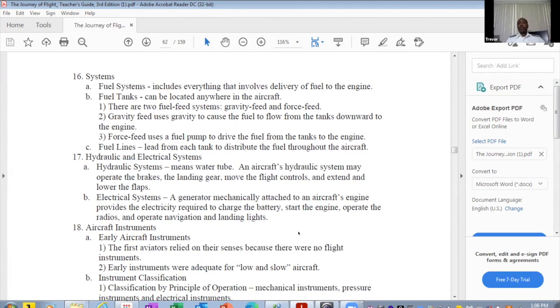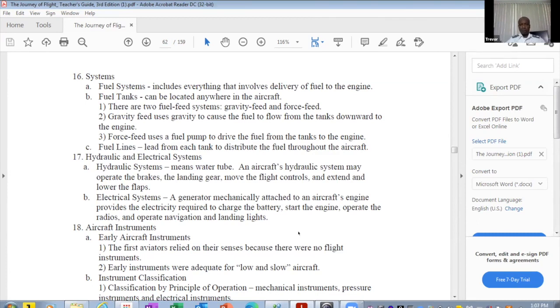You have the gravity feed. If you look at a Cessna, which has high wings, because the wings are up in the air, gravity will pull that fuel down into the engine. So that is what is called gravity feed. It pulls the fuel from the fuel tank through the fuel line down to the engine because it's high up in the air, and the weight and pressure cause the fuel to push down into the fuel lines, into the engine.